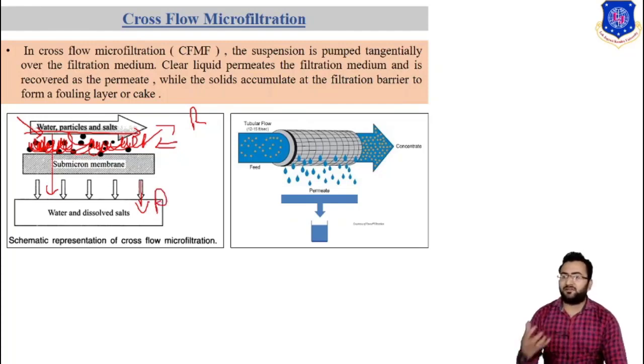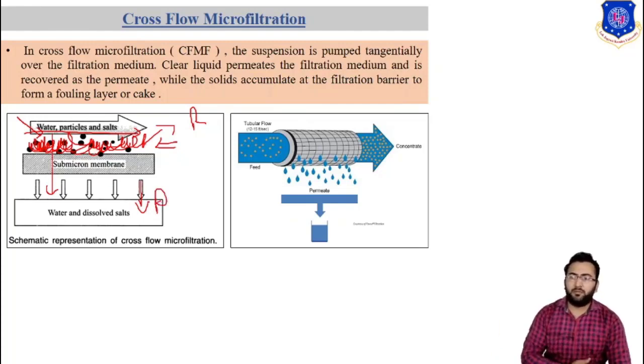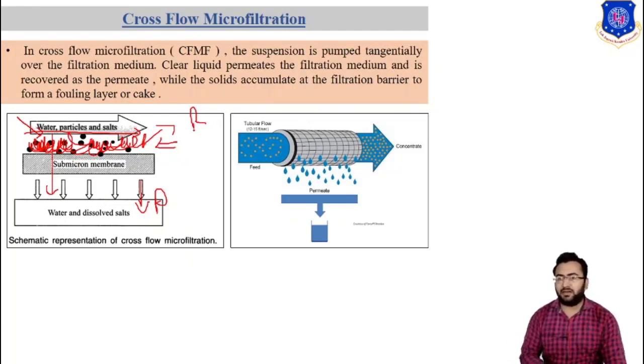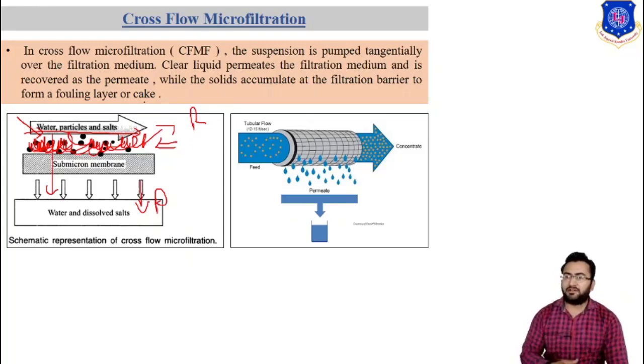A substance and solvent that pass through the membrane is known as permeate, and a component that is rejected by the membrane is known as retentate or rejected. So this is how the cross flow membrane works on a flat sheet.